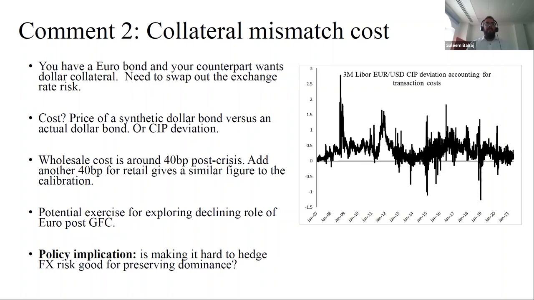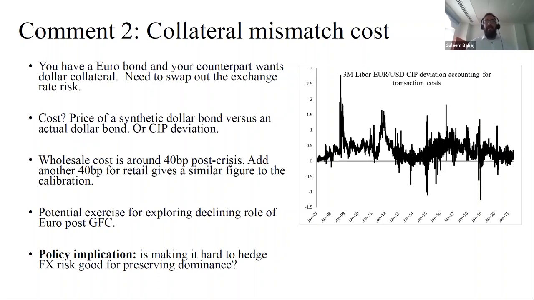So one interpretation for this, and maybe this is the wrong interpretation, but at least that's how I thought about it, is that imagine I have a euro bond and your counterpart wants dollar collateral because they have a dollar bond. What do you need to do? Well, you need to swap out the exchange rate risk as a euro bond holder. What's the cost of doing that? What's the initial fee that you should be paying, which is a parameter in the model? Well, it's the price of a synthetic dollar bond, so the price of a euro bond swapped into a dollar bond versus an actual dollar bond.